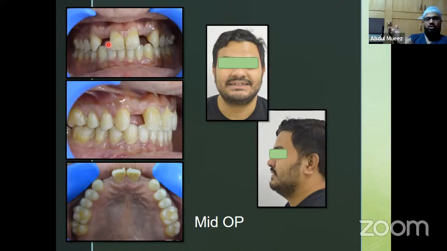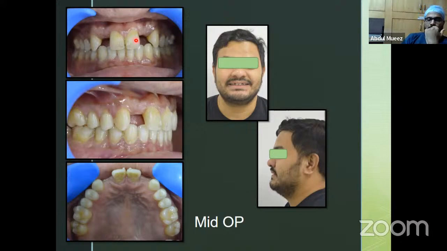After this, what next? Now how are you going to close this space? We gave him the option of a Maryland bridge, where from inside we can place it with the help of a canine or an incisor on both sides. But that is also doubtful. Imagine if it comes out. So then we gave him the option of an implant, which the patient readily accepted.